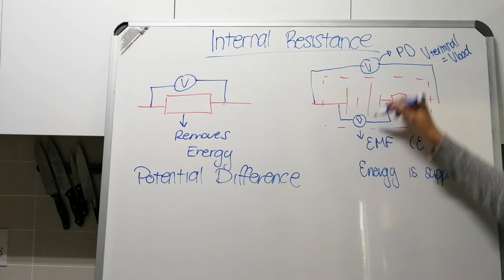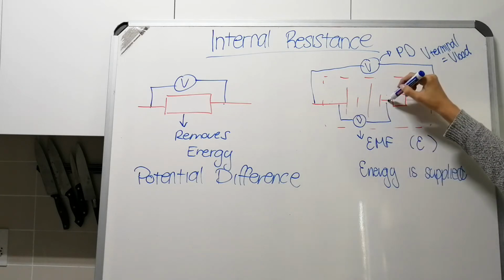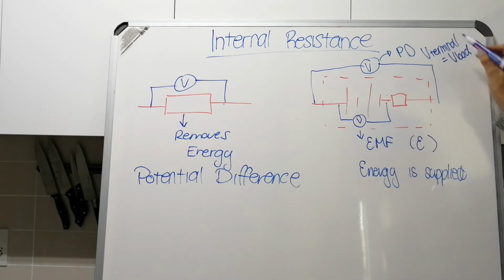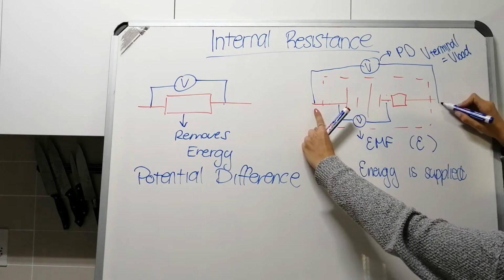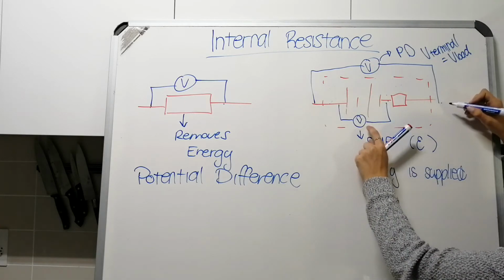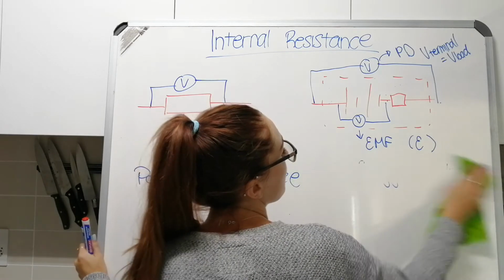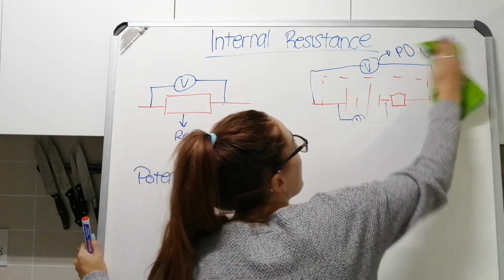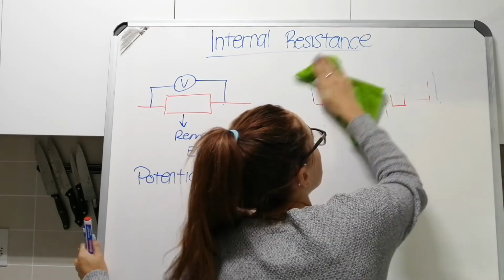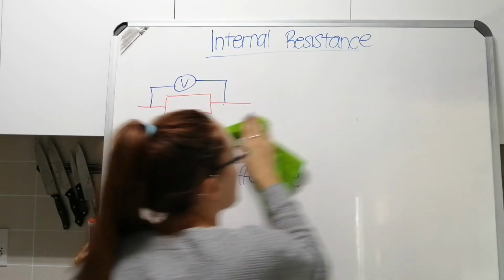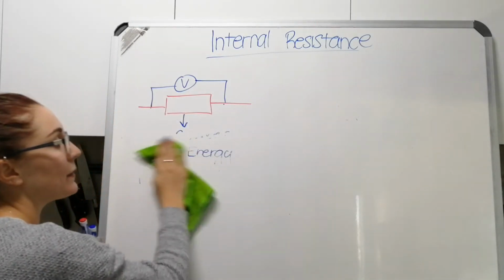Okay, so the EMF is across the thing supplying the energy to the circuit, and then the terminal potential difference is across this. Now this voltmeter and this voltmeter will not have the same reading because of this little resistor here. Okay, and I'll explain how all of that works now. So I'm going to erase this. And we're going to look inside a cell and see how does it all affect the maths.